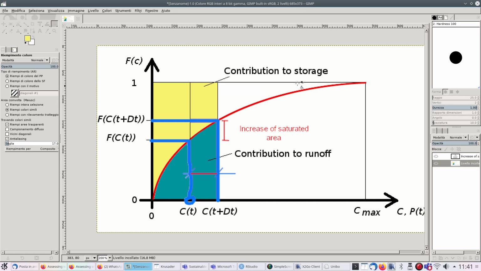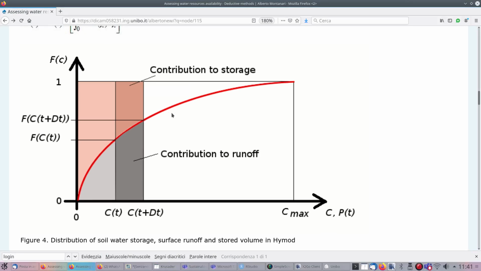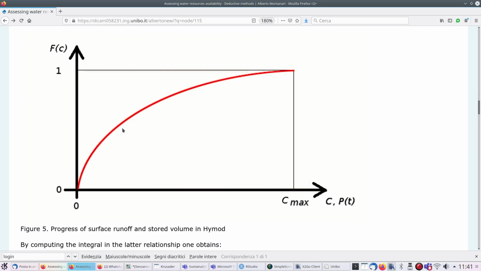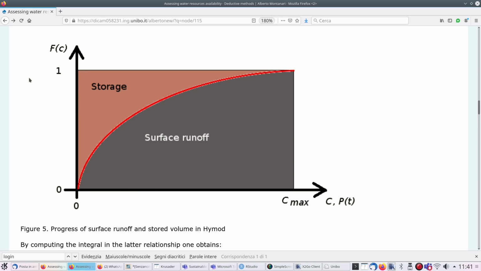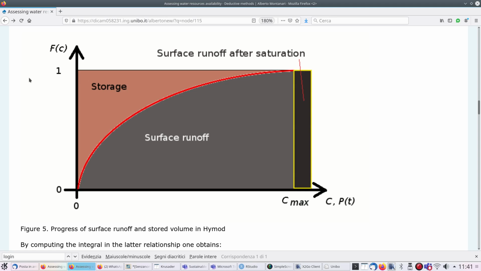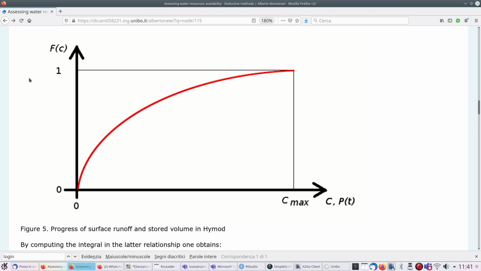I need a probability distribution of soil water storage, and once I integrate the probability distribution over a given value of rainfall at each time step, I get the total contribution to runoff from the beginning of the event and the total contribution to storage. It is interesting, if you go back to my website, to look at this animated figure. Probably, I'm not sure you see the animation, just 1 second. I think you should see it with some delay. This animation tells you how runoff and storage increase along the event, for cumulative rainfall values from zero to Cmax.